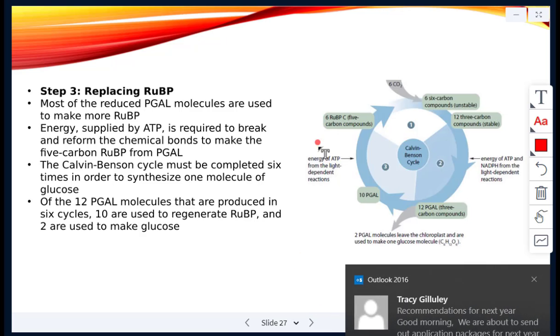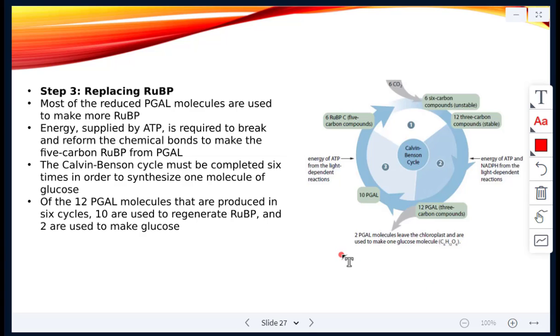So step 3 is replacing RuBP. Most of the reduced PGAL molecules are used to make more RuBP. Energy supplied by ATP is required to break and reform the chemical bonds to make the 5-carbon RuBP from the PGAL that we saw here. So this cycle has to be completed 6 times to synthesize 1 molecule of glucose. Of the 12 PGAL molecules that are produced in 6 cycles, 10 of them will be used to regenerate RuBP, and 2 of them are used to make glucose.